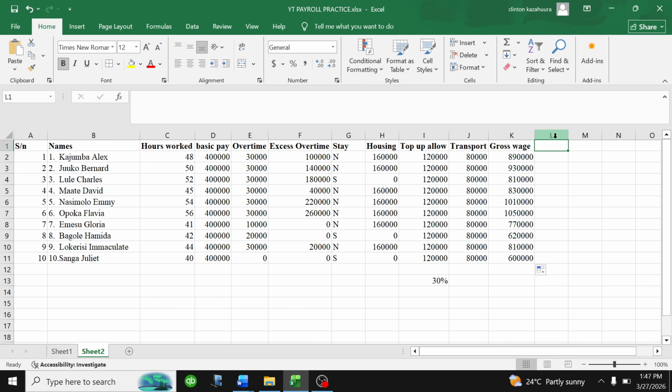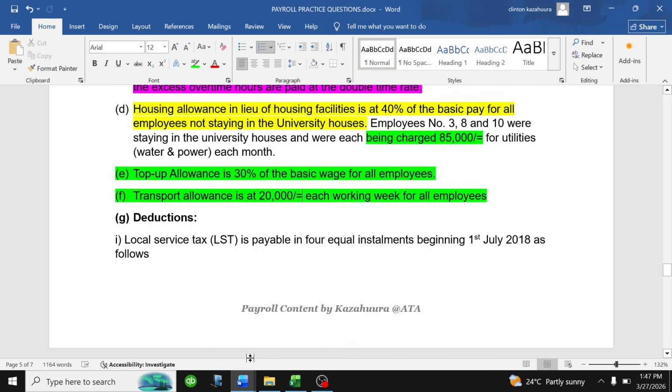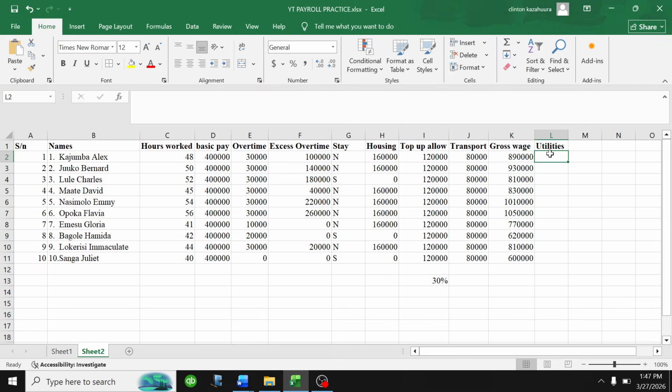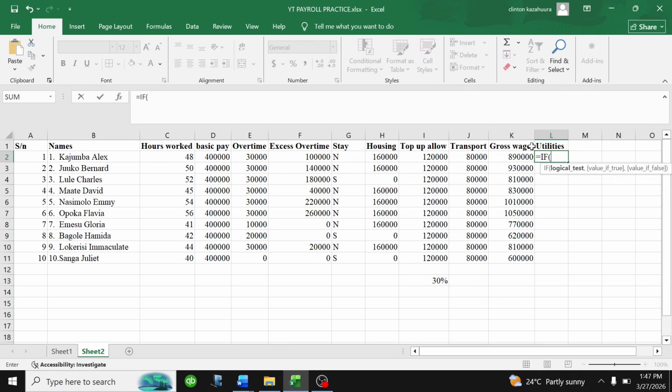So we start with utilities, because they are telling us those who stay in the university, they are charging them utilities. So this is my formula. Utilities, it is 85,000. So I come here and say equal signs if. So this only applies to those who stay in the rooms. If, now I refer to the staying status. If the staying status is equal to not staying, then we shall give them 0, because for them they do not pay anything.